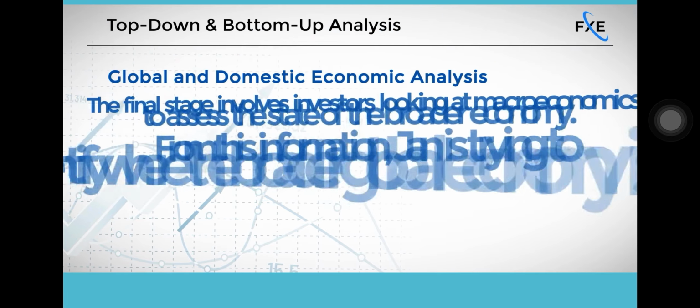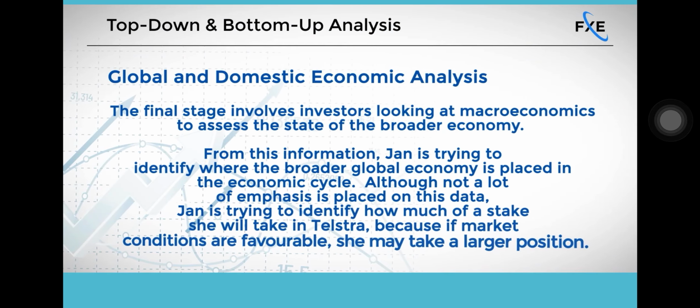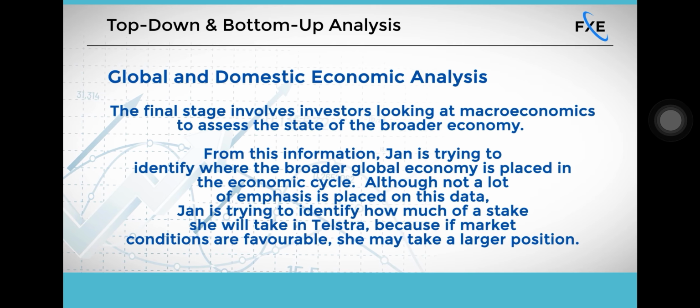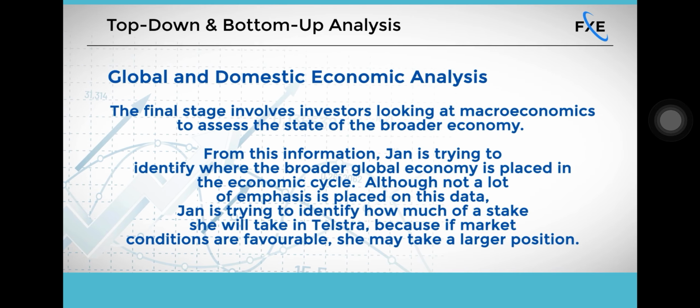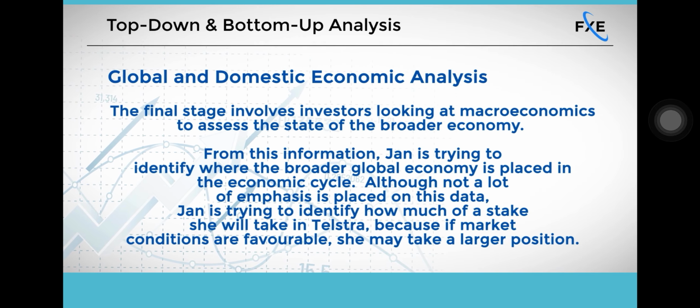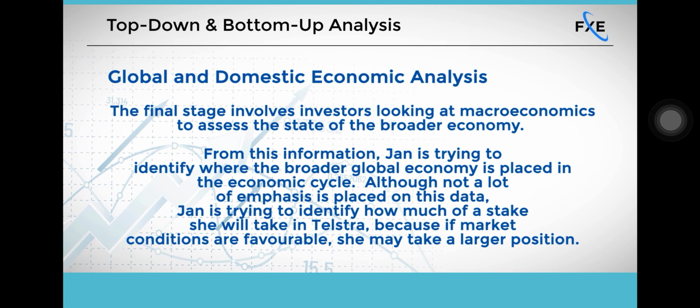The final stage involves Jan looking at the macroeconomics to assess the state of the broader economy. From this information, Jan is trying to identify where the broader global economy is placed in the economic cycle. Although not a lot of emphasis is placed on this data, Jan is trying to identify how much of a stake she will take in Telstra, because if market conditions are favourable, she may take a larger position.